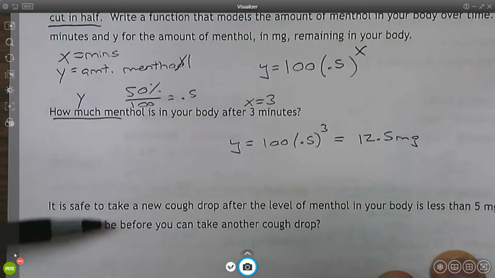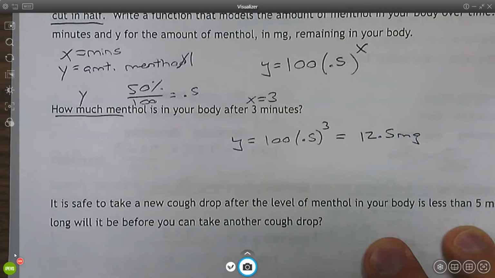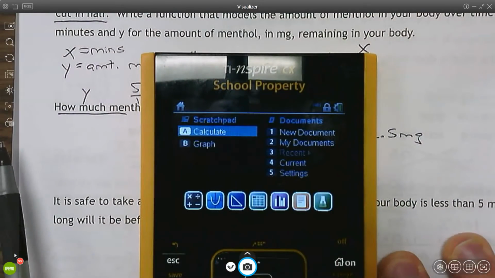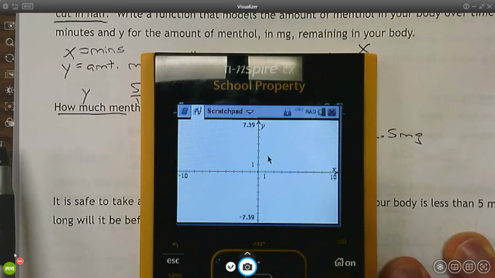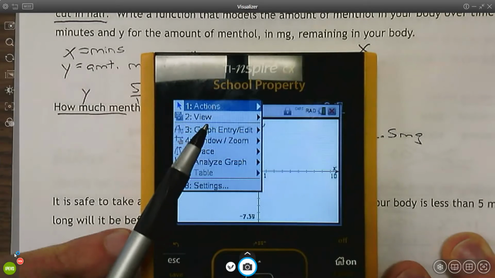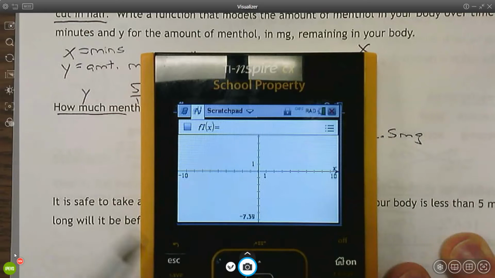The next part says it's safe to take a new cough drop after the level of menthol in your body is less than 5 milligrams. How long will it be before you can take another cough drop? So what we're going to do on our calculator, we're going to go to home, we're going to go to graph, and you have this graph. We haven't used this before. Then I'm going to hit menu 3, menu graph, function, hit enter, and then I'll be able to type this in.